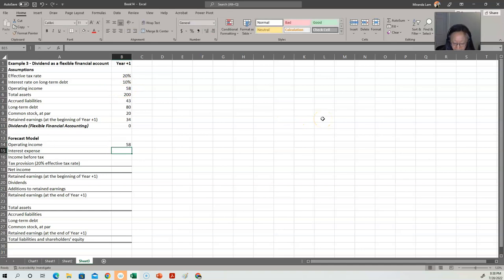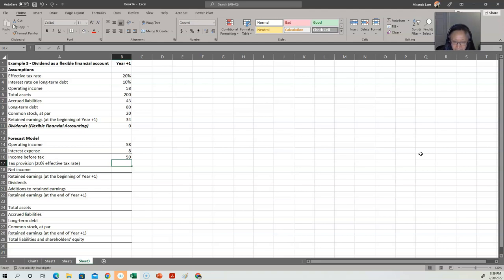And then interest expense is our long-term debt times the interest rate. Interest rate is 10%. And we can put this as a positive or a negative number depending on how you add it up. So if you want to show expenses as a negative, we'll put that as negative. And then income before tax will be the sum of these two.